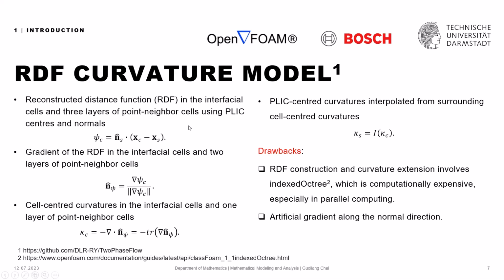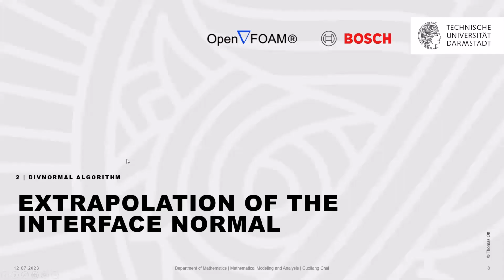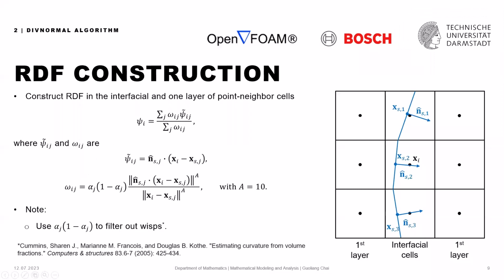So the point may not lie on the interface normal vectors. This is particularly a problem when you have cells away from the interface. So now come to our work. We propose an algorithm, to summarize it in one sentence, it is to extrapolate the interface normal. We call it the div normal, and I will give you the details.